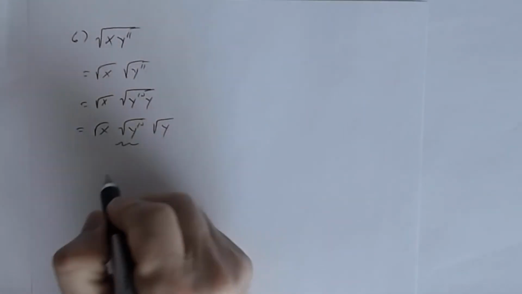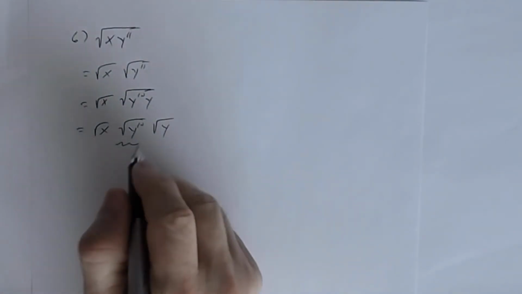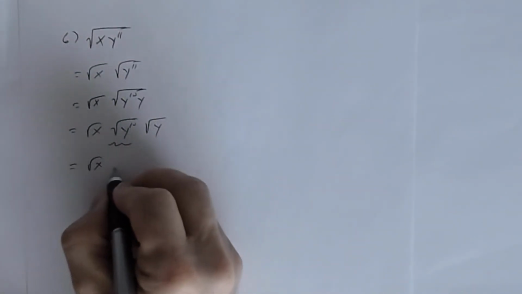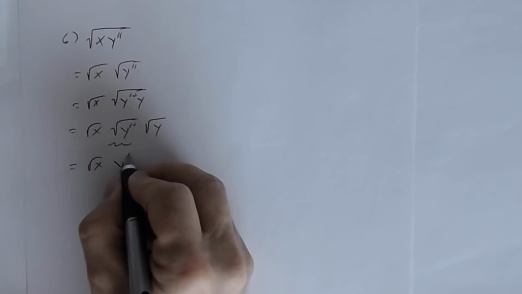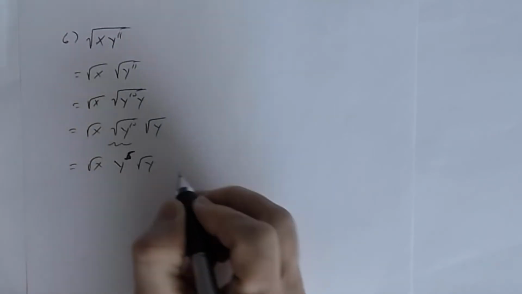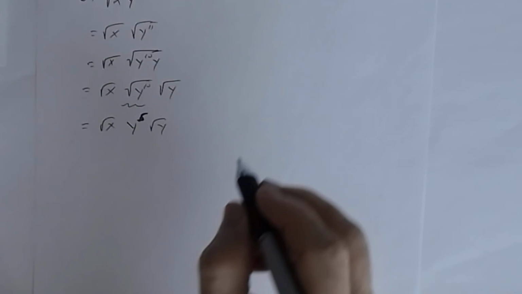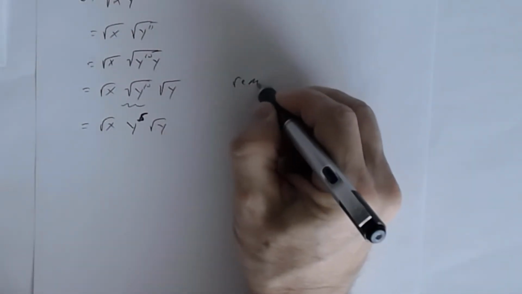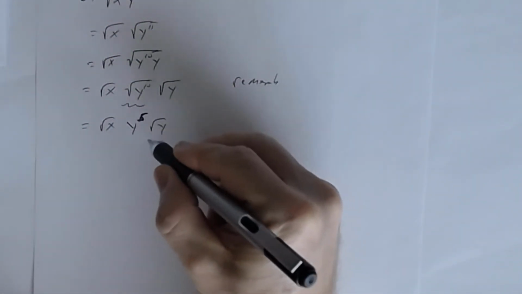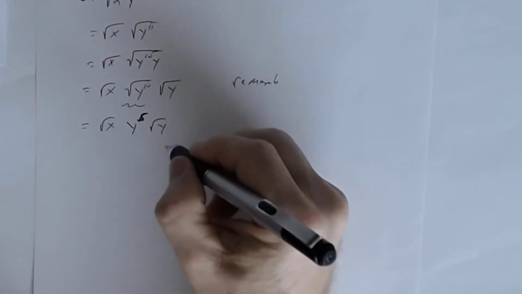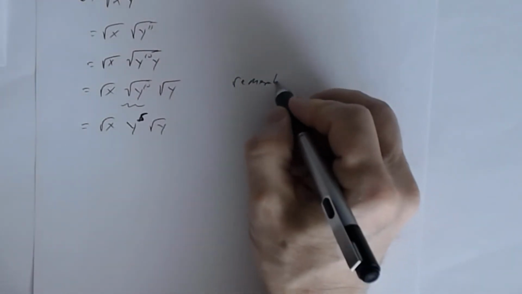Now I can simplify the square root of y to the 10th. That will be y to the 5th. So I get the square root of x times y to the 5th times the square root of y. Now remember our property. You have to remember this because you cannot leave your answer like this. You're not going to get full credit. You'll get most of it, but you won't get all of it.